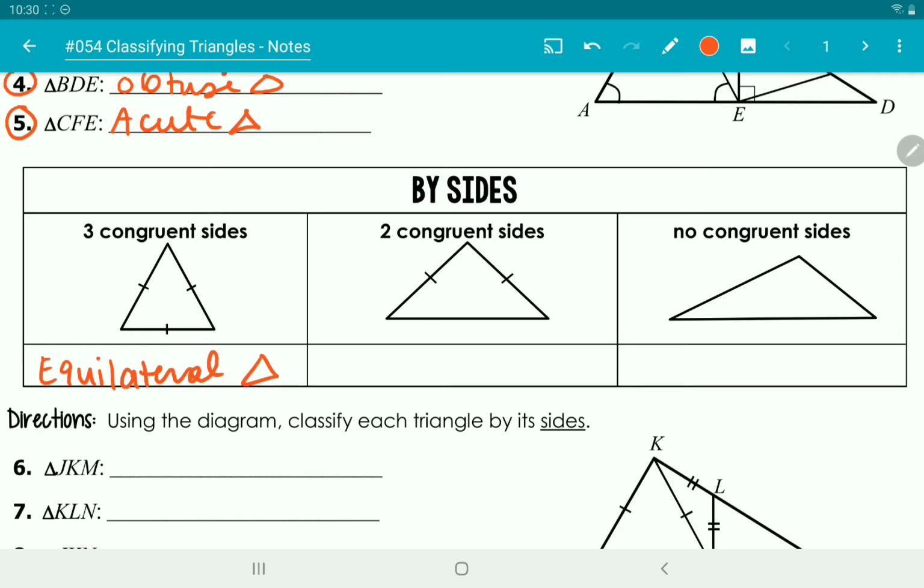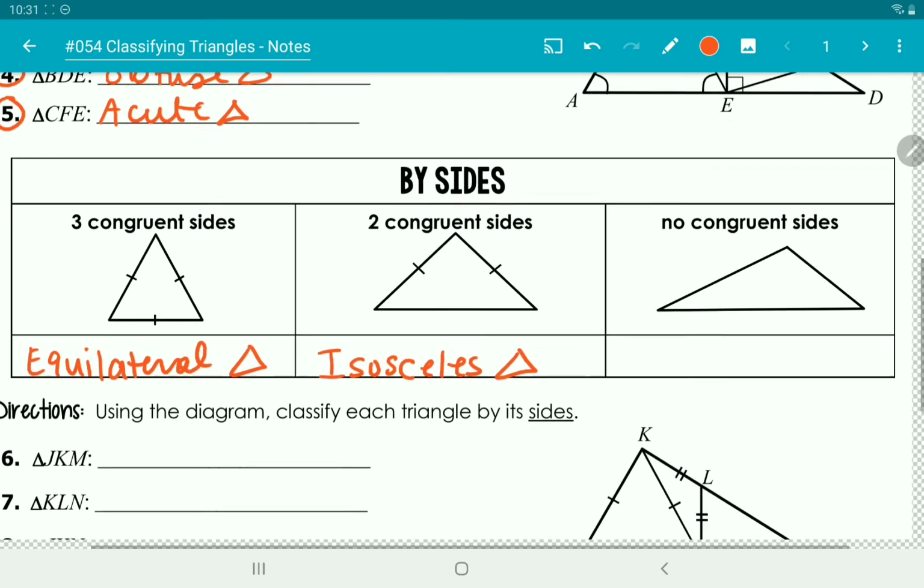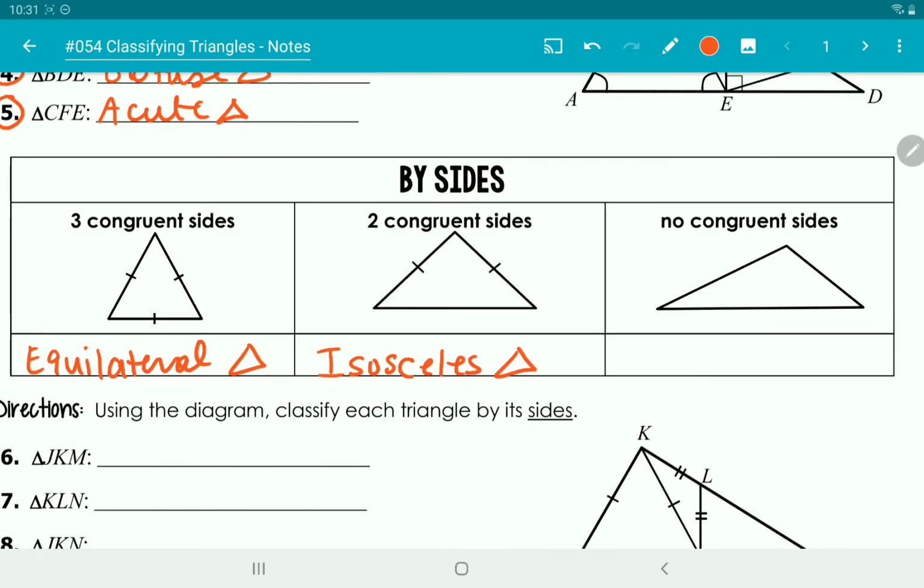If you have two sides that are the same and the third is not necessarily the same, it's an isosceles triangle. That is a C, not an E. So isosceles, an isosceles triangle, has two sides the same. And then if none of the sides are the same, they have different numbers of tick marks on them, then it is a scalene triangle.